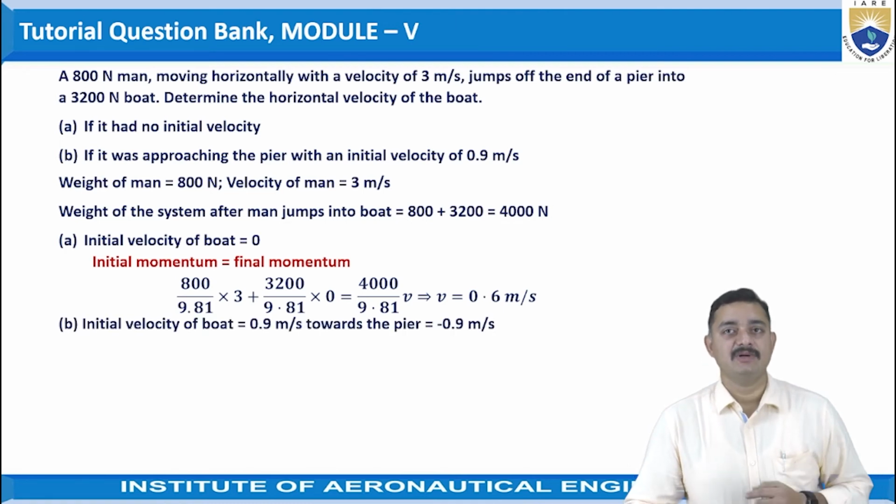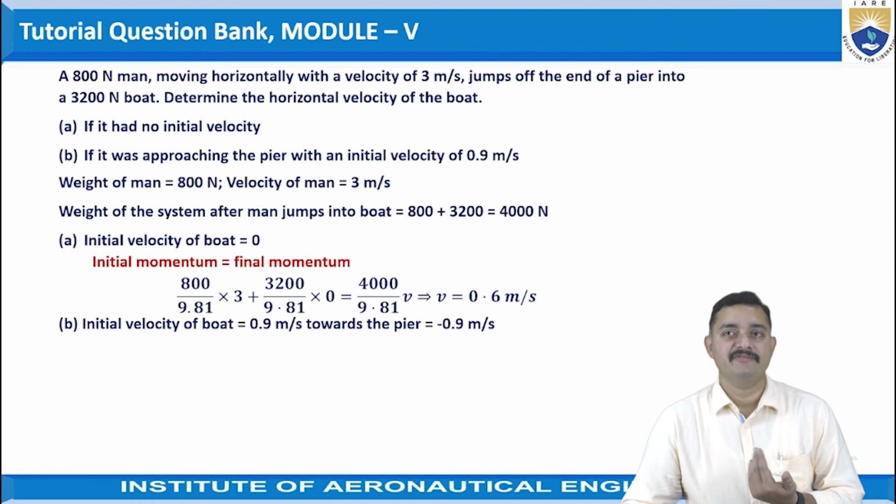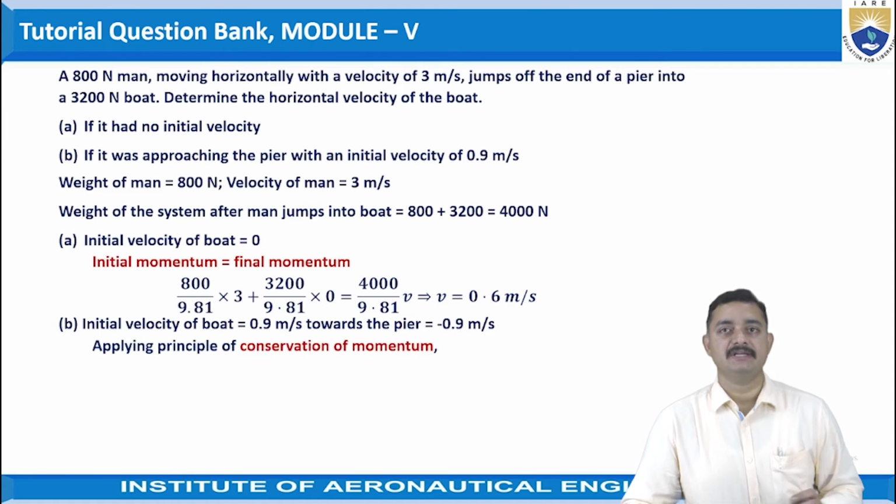So in the second case, what is happening? The initial velocity of the boat is 0.9 meters per second towards the pier. As the man is traveling in one direction and the boat is coming in the opposite direction, we are considering the direction of the boat as negative velocity. Hence it is minus 0.9 meters per second.